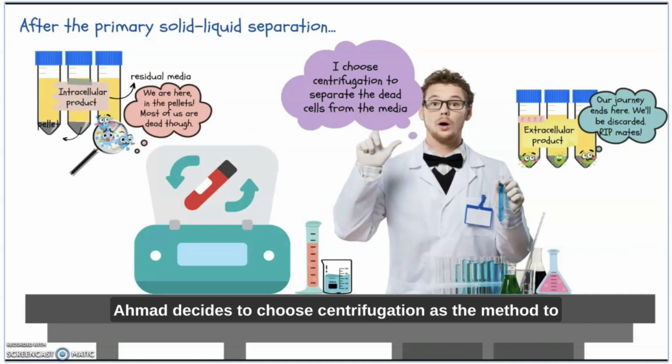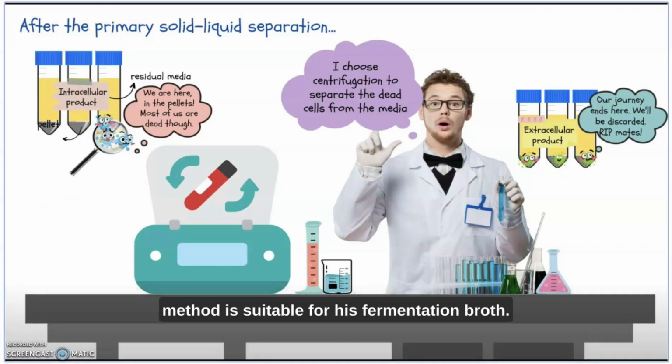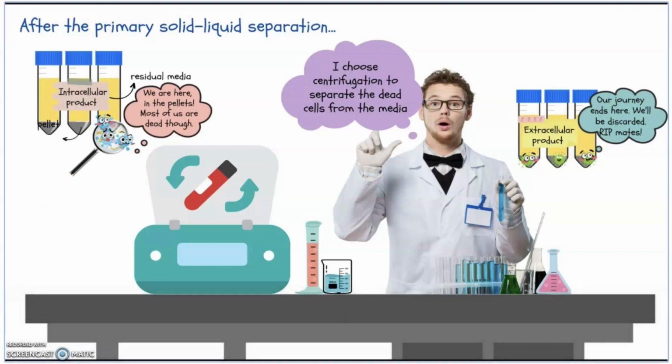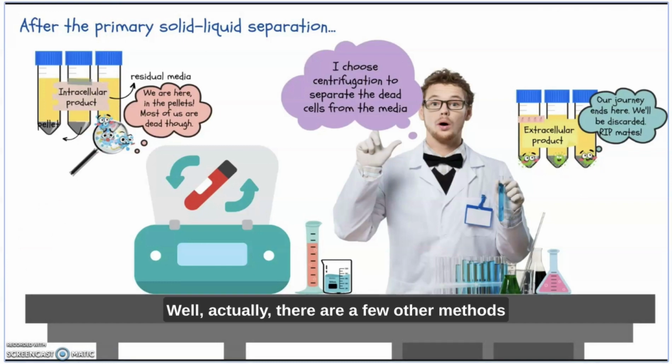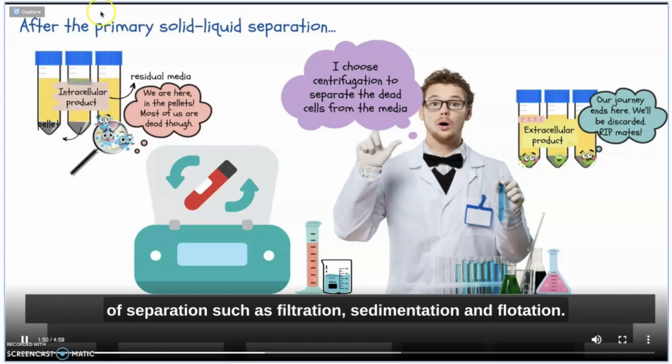Ahmed decides to choose centrifugation as the method to separate the dead cells from the media since the method is suitable for his fermentation broth. Well, actually, there are a few other methods of separation such as filtration, sedimentation, and flotation.